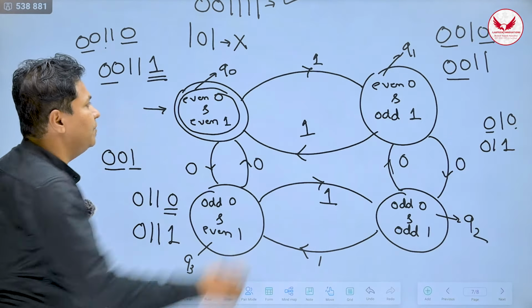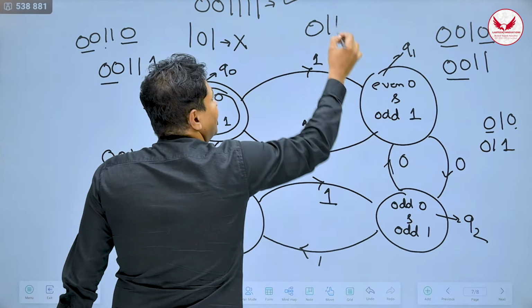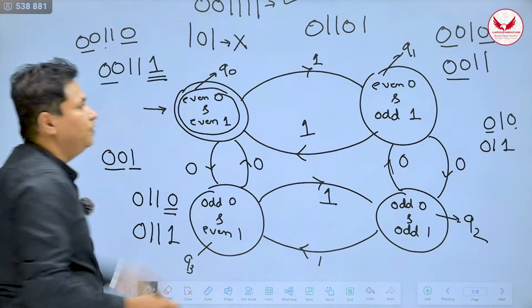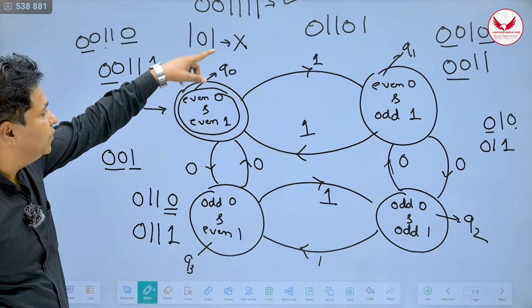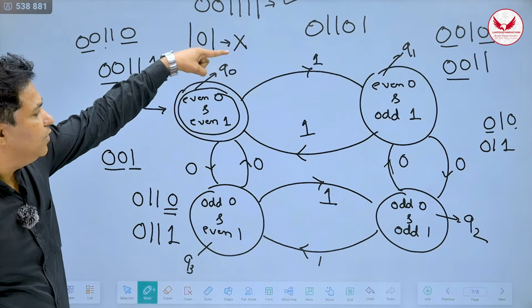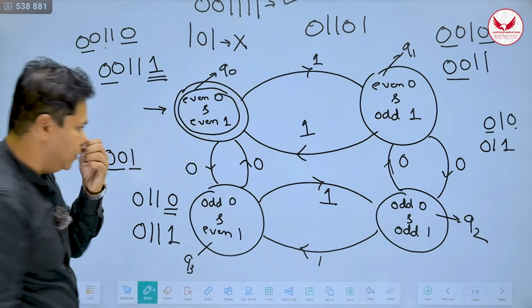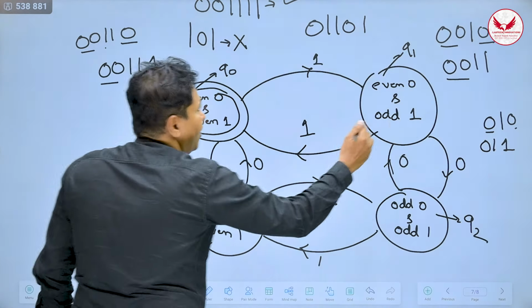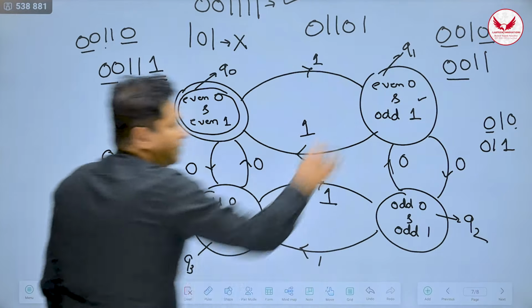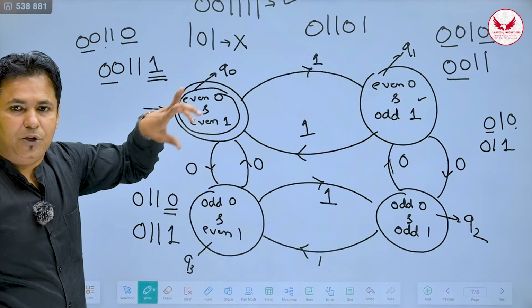Now check any of the input. You can check 0, 1, 1, 0, 1. So where do I have to reach? I have to reach the even number of 0 and odd number of 1. So even number of 0 and odd number of 1, I have to remain in this particular state.